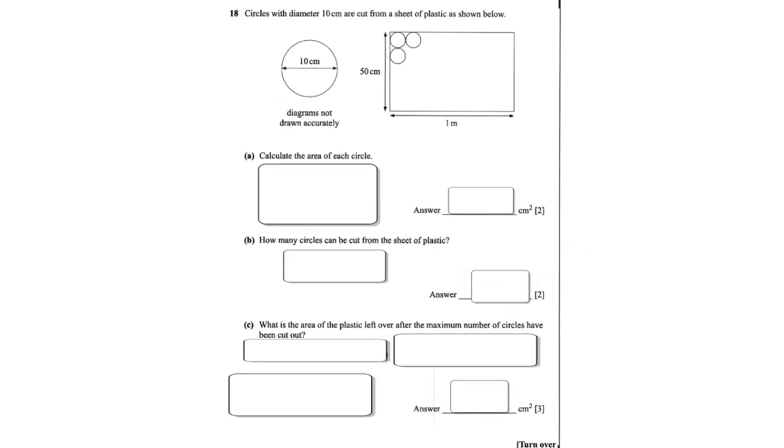Okay, for question 18. Circles with a diameter of 10 centimetres are cut from a sheet of plastic as shown below. So you can see the rectangle is your sheet of plastic and the circles are inside there. You can see that this circle here is just one of those circles and it's 10 centimetres diameter. So it says calculate the area of each circle.